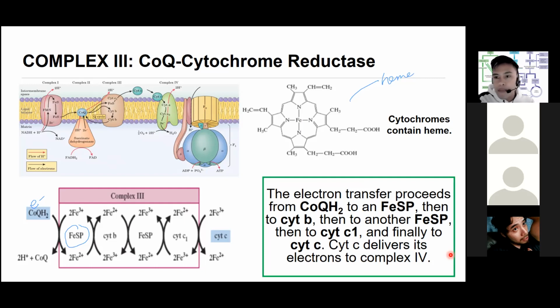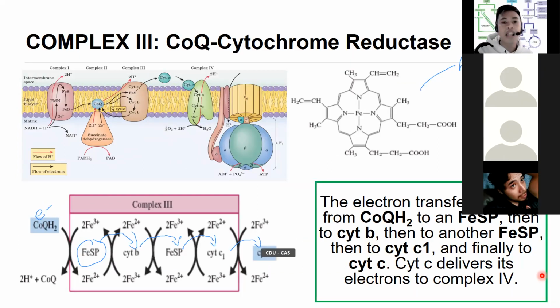So the electrons coming from coenzyme Q will first go to iron sulfur proteins, and then the iron sulfur proteins will pass it on to cytochrome B. Cytochrome B will pass it on again to iron sulfur protein, and then iron sulfur protein will pass it on to cytochrome C1, and then eventually to cytochrome C. So the final acceptor of electrons in complex 3 is your cytochrome C.